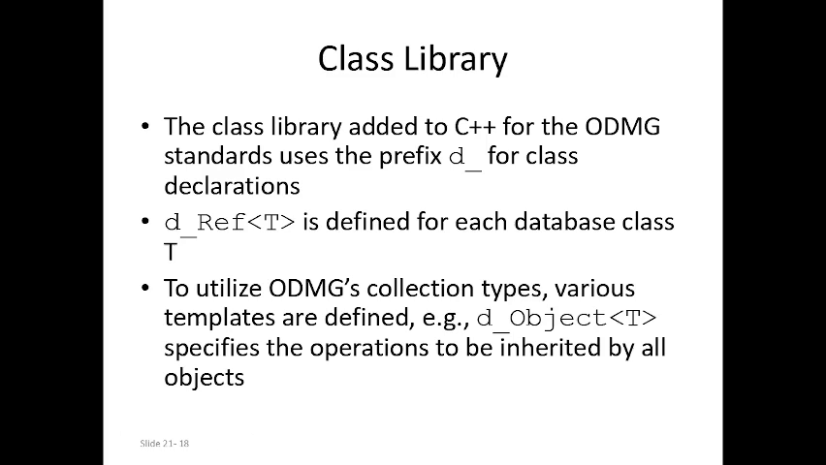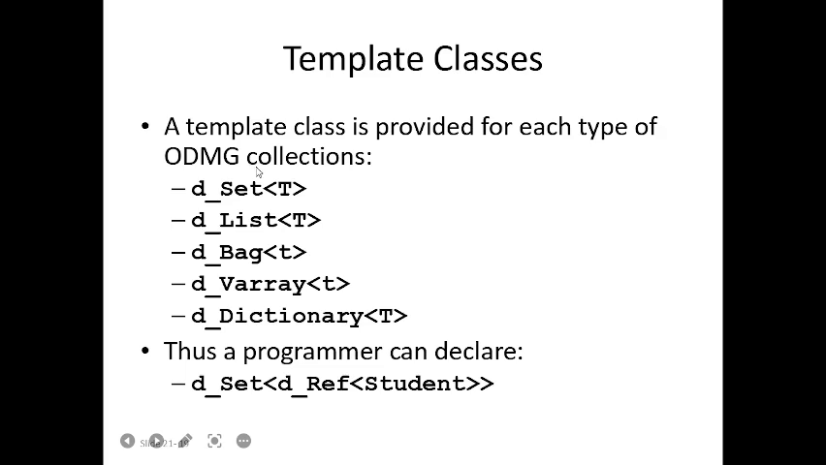Okay, all objects or all collection objects. And we have a template class that is specified for each type of collection, ODMG collection. These include d_Set<T>, d_List<T>, d_Bag<T>, d_Varray<T>, d_Dictionary<T>, and they correspond to the collection types in the object model.